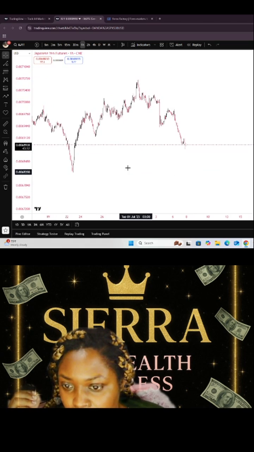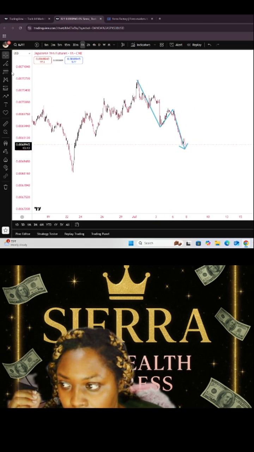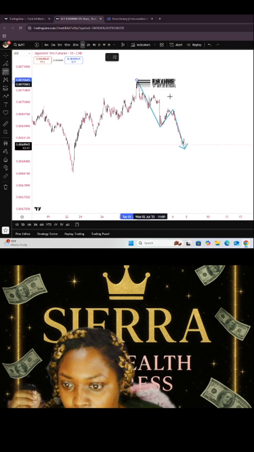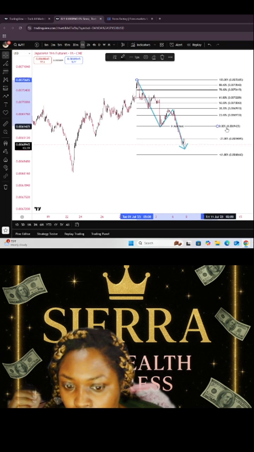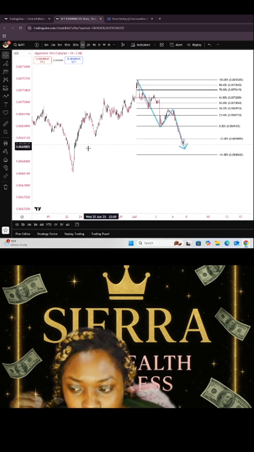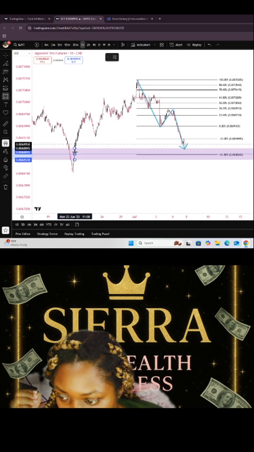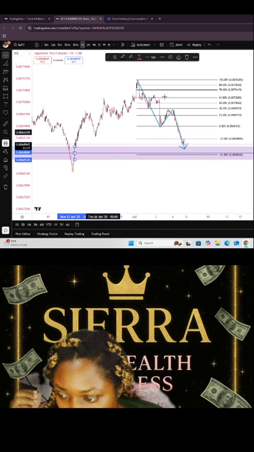Here on the Japanese yen, I have impulse, correction, continuation. I can put my fib here. Okay. Now this pulled back to the 382. TP was the 27. So TP hit. But price, there's still a fair value gap here, which is why price is still pushing down. It wants to come to this zone.